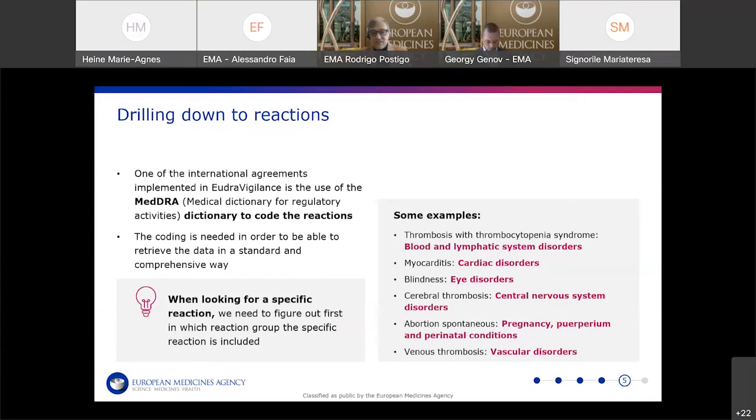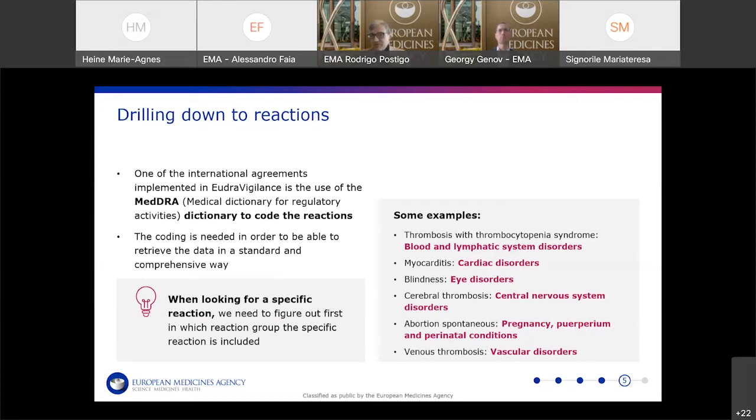For example, the reaction thrombosis with thrombocytopenia syndrome is included in the blood and lymphatic system disorders. Myocarditis belongs to the cardiac disorders. Blindness would be included in the eye disorders. Cerebral thrombosis would be in the nervous system disorders. Abortion spontaneous would be included in the pregnancy, puerperium and perinatal conditions. And venous thrombosis would be included in the vascular disorders.